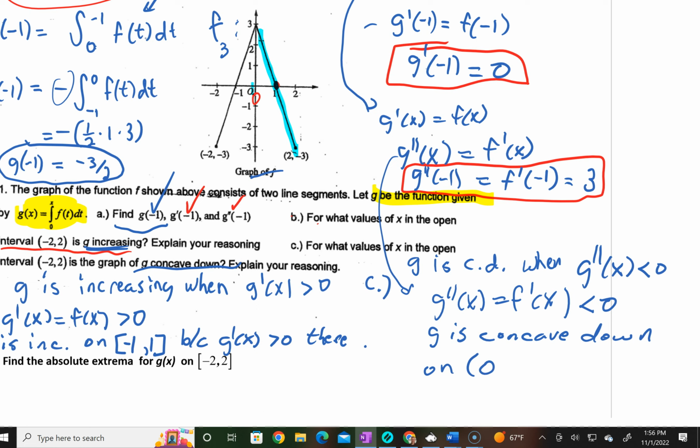On the open interval, and kids will say, shouldn't you put brackets around it? Never for concavity. Always keep it open for concavity. Just like for increasing and decreasing, we're going to lock it into brackets. For concavity, we're going to keep it open. So G is concave down. They want you to explain your reasoning. We could say because G double prime of x is negative, it's less than 0 on that interval.